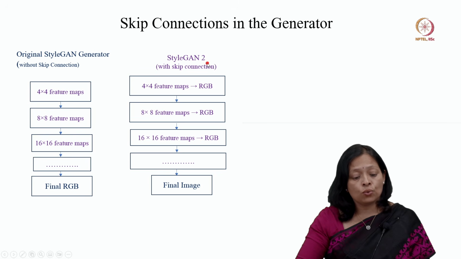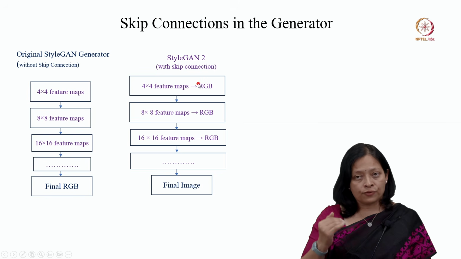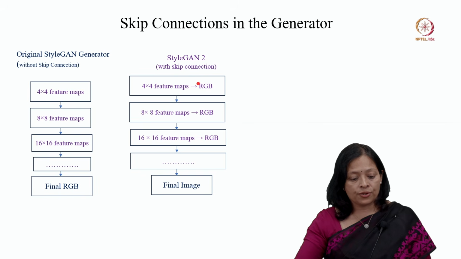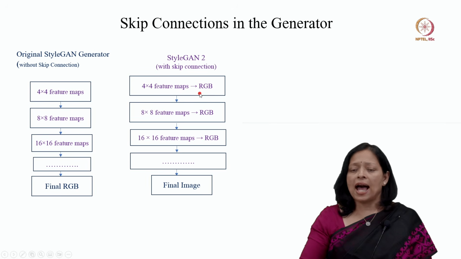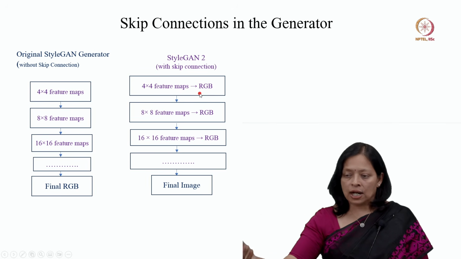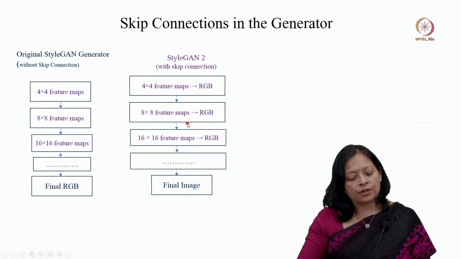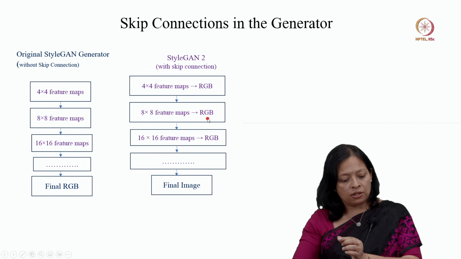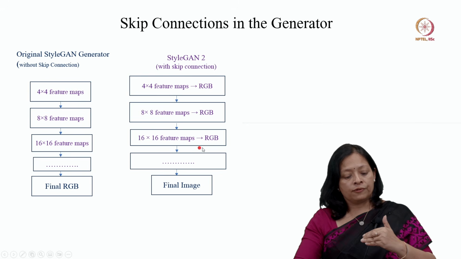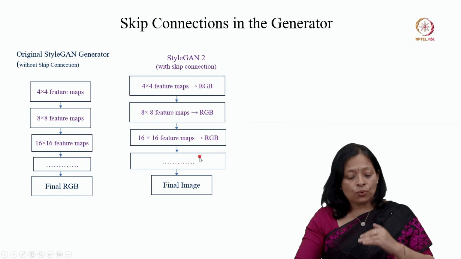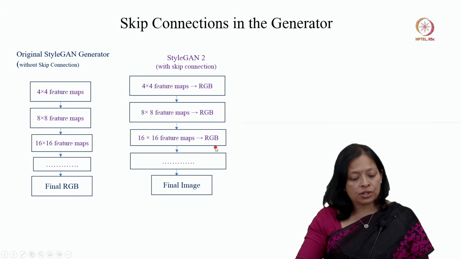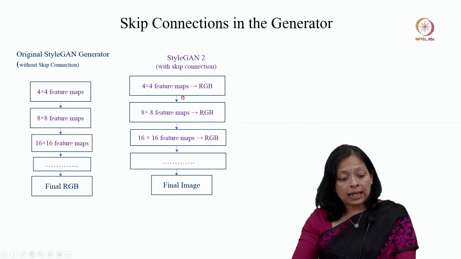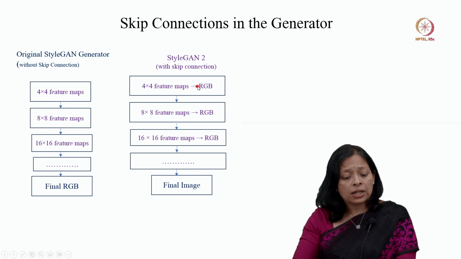Whereas in StyleGAN 2, after 4x4 resolution image processing, we get the 4x4 feature map, and a portion of it is kept for RGB. Similarly, from the 8x8 feature map a portion goes to RGB, and from the 16x16 feature map a portion goes to RGB. So your final image is getting RGB contributions from all the feature maps.